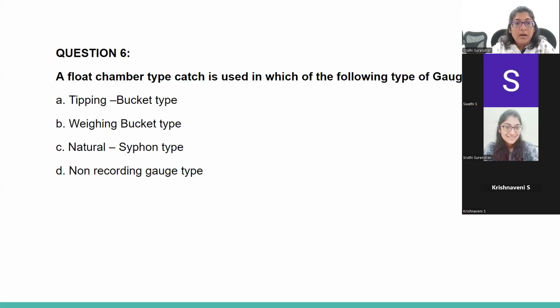Sixth question. A float chamber type catch is used in which of the following types of rain gauges? Is it the tipping bucket type, weighing bucket type, natural siphon type, or non-recording gauge type? We learned about what a non-recording gauge type is. We also learned about a tipping bucket type. Based on this, you can think about whether a float type chamber is available in either of the two, and then choose the appropriate option.